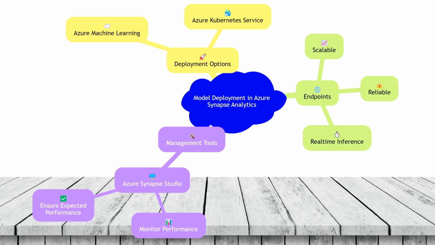Once your machine learning models are developed and trained, the next step is to deploy them. Azure Synapse Analytics provides several options for model deployment, including Azure Machine Learning and Azure Kubernetes Service. By deploying your models to these services, you can create scalable and reliable endpoints for real-time inference. Additionally, you can use Azure Synapse Studio to manage and monitor your deployed models, ensuring they perform as expected in production environments.